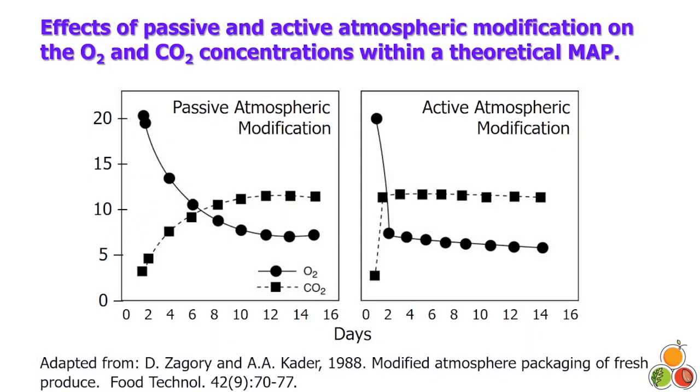And this is just an illustration of that, showing that it can literally take a week for a passive MAP to reach its equilibrium, whereas with the active MAP, it's there right from the start.